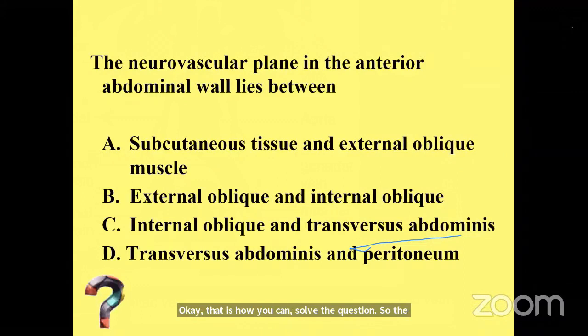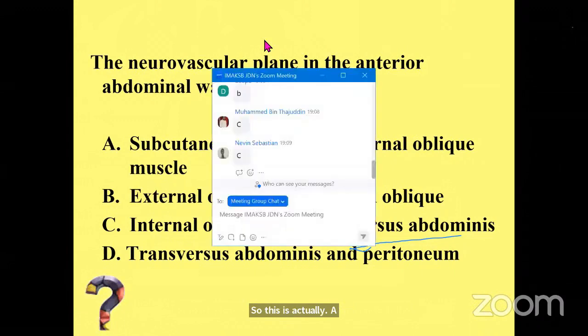The next question is, the neurovascular plane in the anterior abdominal wall lies between. So between which layers do you have the neurovascular bundle: between the subcutaneous tissue and the external oblique muscle, between external and internal oblique, between the internal oblique and transverse abdominis, or between the transverse abdominis and peritoneum. In which plane do you get the neurovascular bundle in the anterior abdominal wall? So this is actually a question related to the rectus sheath. Now can you answer?